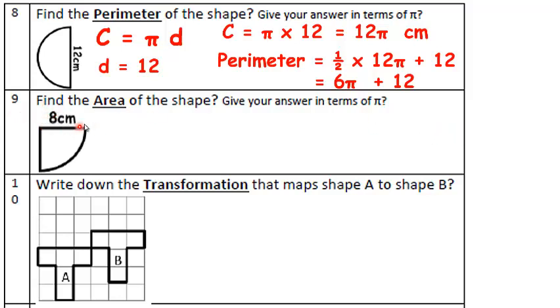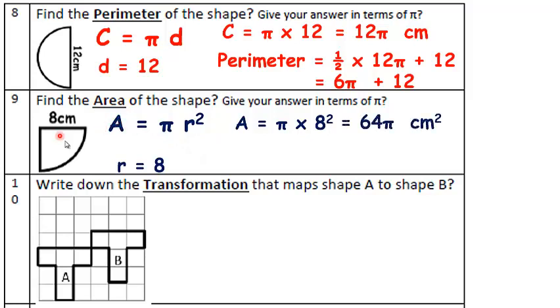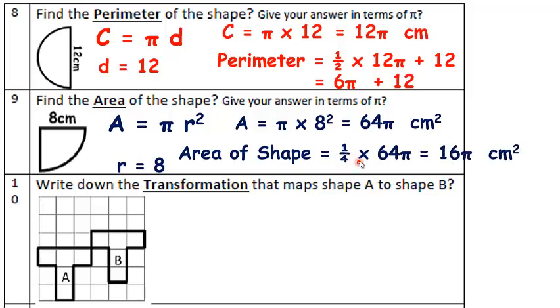Question 9. When you look at this, you can see that this is quarter of a full circle. So I need to work out the area of a full circle. Pi r squared, alright. The radius of this circle is 8. They've given it to me here. So if it was a full circle, it's going to be pi times 8 squared. Pi times 8 squared is 64 pi. But it's a quarter of a circle, so I need to find a quarter of 64. I need to divide 64 by 4. Best way to do that is to half it and half it again. Half of 64 is 32. Half of 32 is 16. 16 pi centimeters squared is my answer.